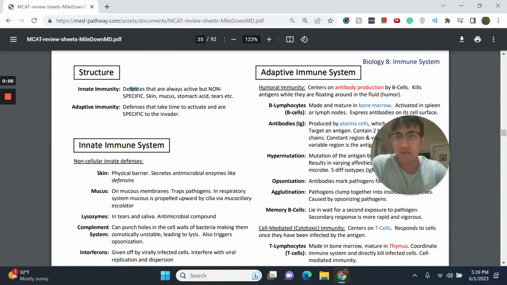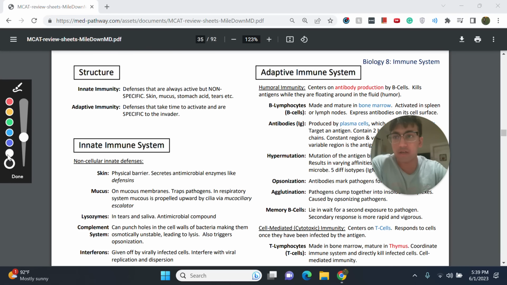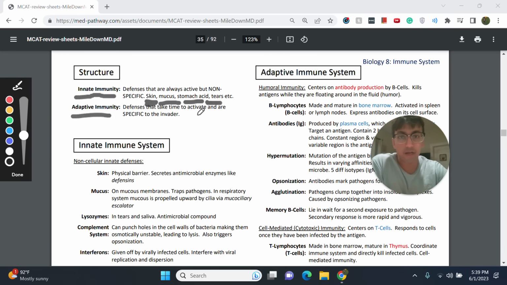So innate immunity is defenses that are always active, but not specific. By not specific, it means that whatever specific antigen is invading your body, the innate immune system is going to have the same response to all of it. Examples are your skin, your mucus, your stomach acid, your tears, all of those are examples of innate immunity. Adaptive immunity is when defenses take time to activate and are specific to the invader, so specific to the species of bacteria, for example.